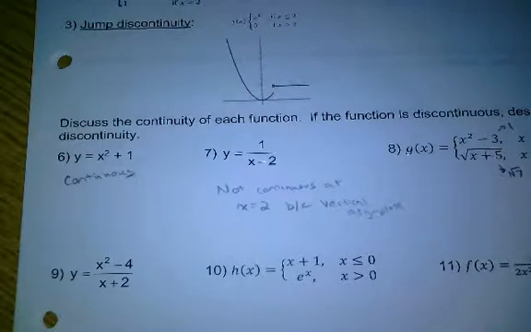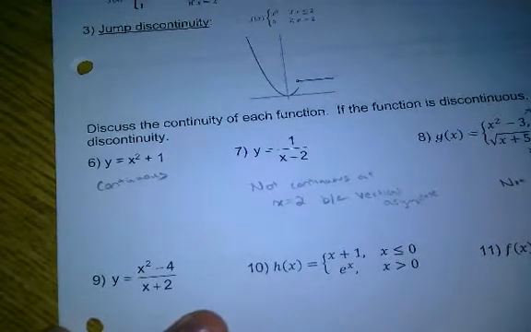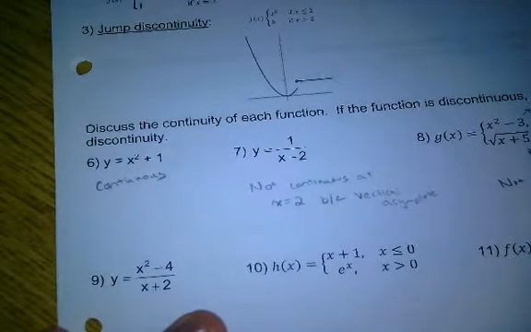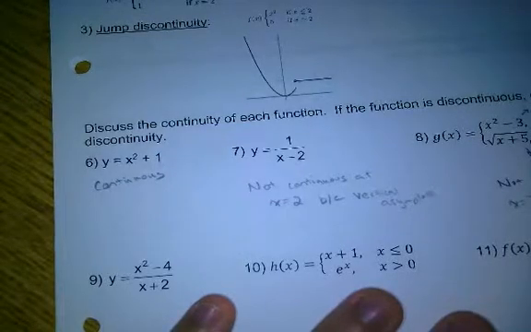What kind of discontinuity is that one? It's a jump, so it's not continuous at x equals 2 because jump discontinuity.